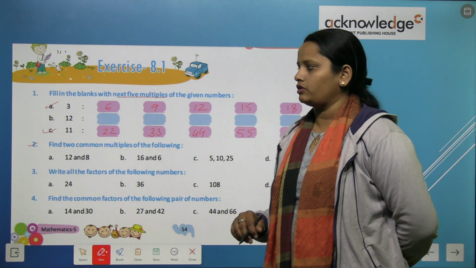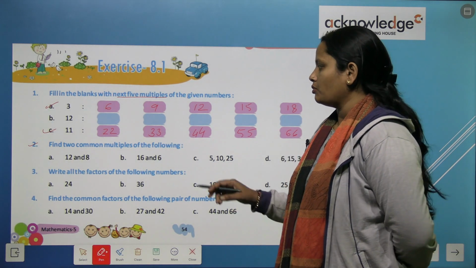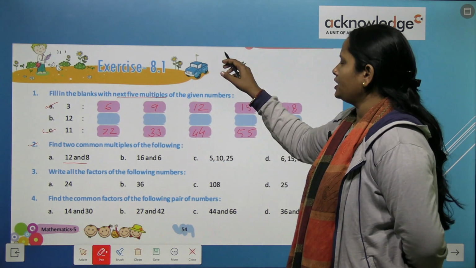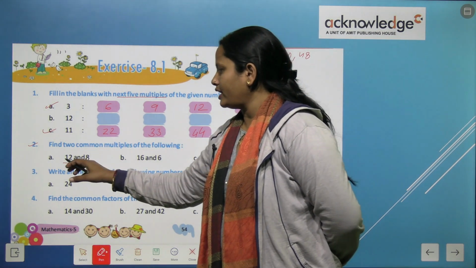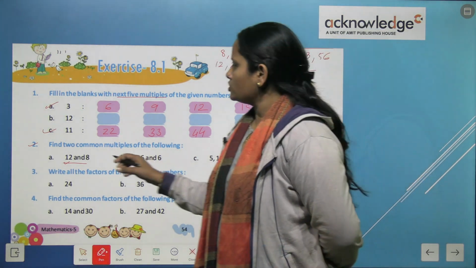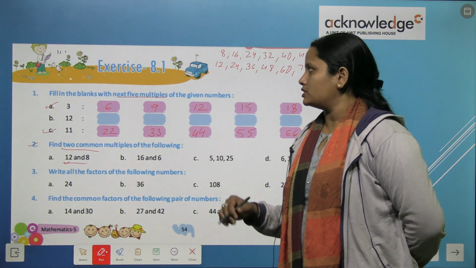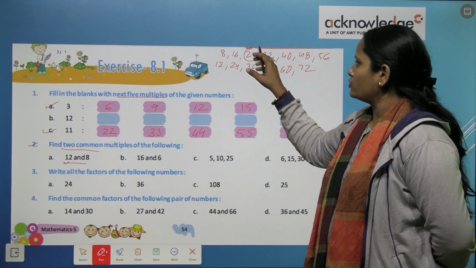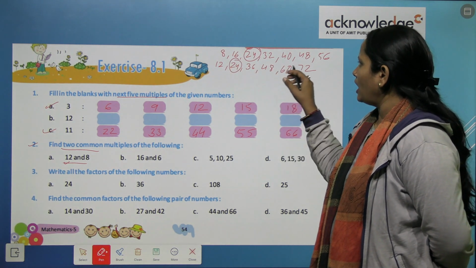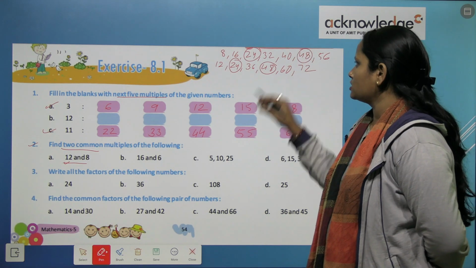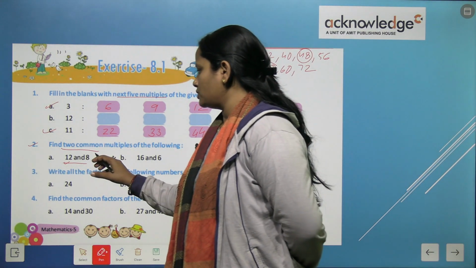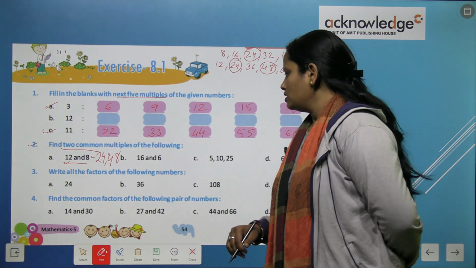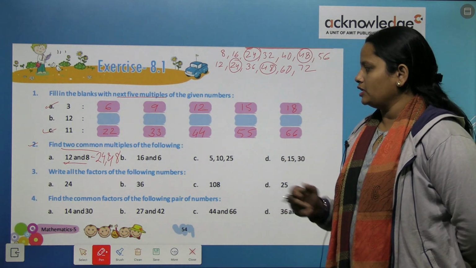Similarly, let's do this question number 2. Find 2 common multiples of the following. 2 कॉमन मल्टीपल्स निकालने। तो हम क्या करेंगे, पहले 12 और 8 देखेंगे कि इनकी tables लिखेंगे. Similarly, let's write the table of this 12. So here children, the question is we have to find 2 common multiples. So let's see, the 2 common multiples of 8 and 12 are 24 and the next is 48. So these two are the common multiples, 24 and 48. Similarly, we have to find the common multiples of the rest.